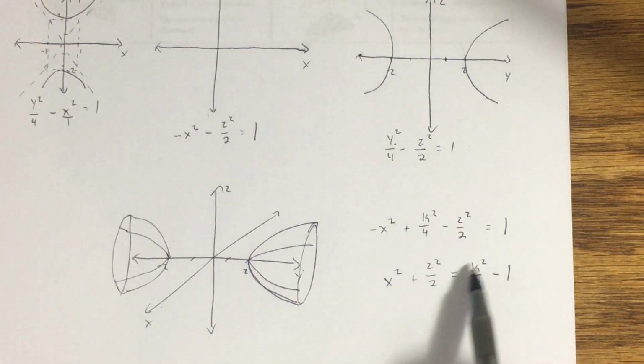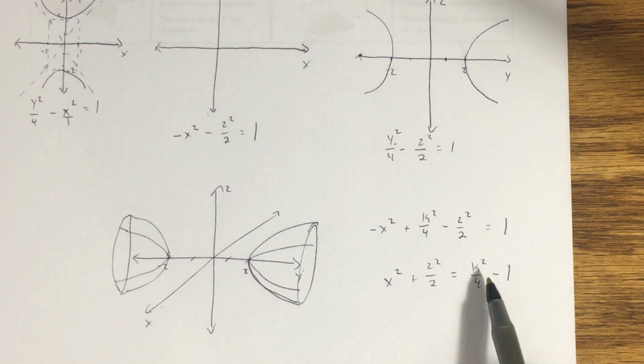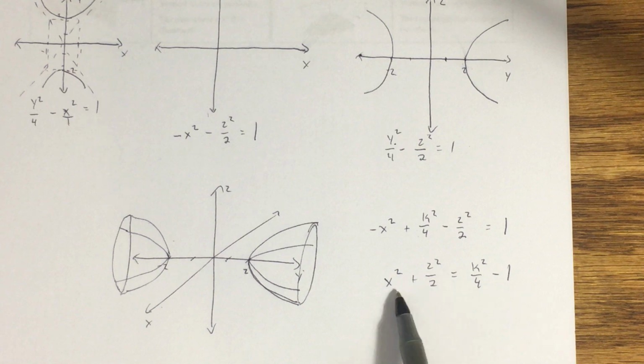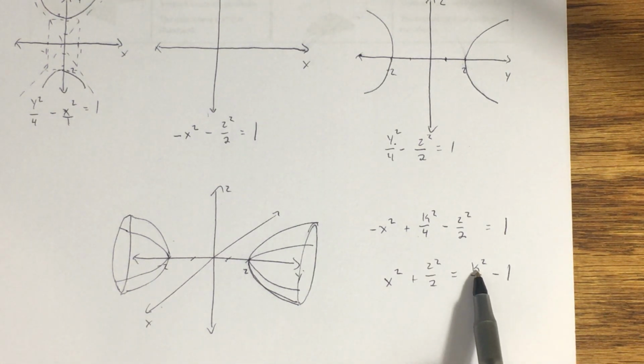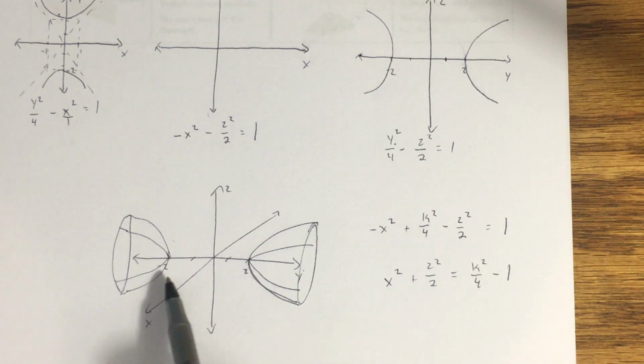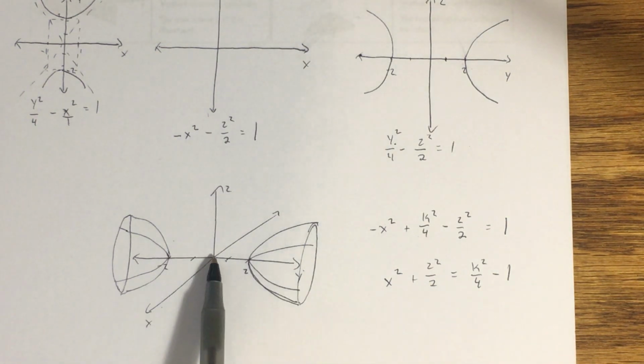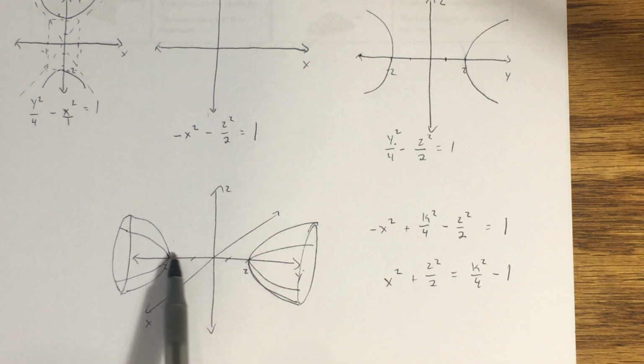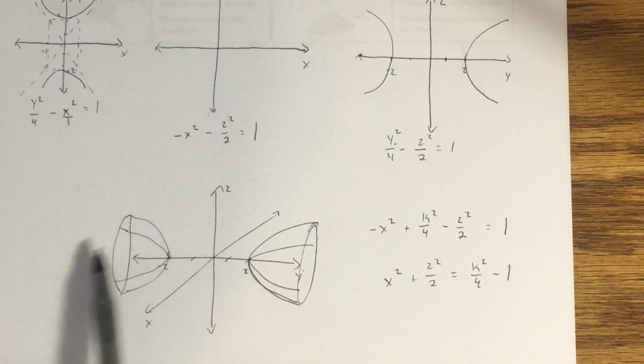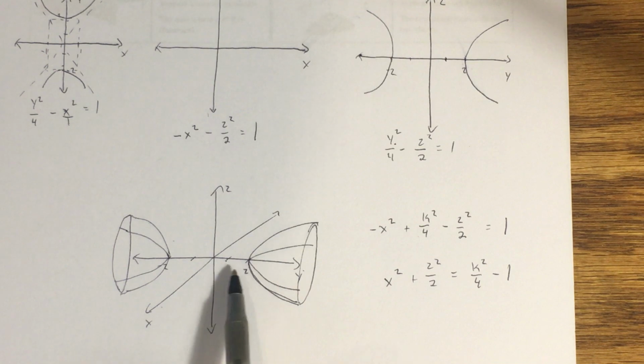Okay? In order for this equation to have any solutions at all, we see that this side needs to be greater than or equal to 0, because that's definitely true of this side. But that won't happen until k is either greater than 2 or less than negative 2. And that's why, again, not only do we not have any part of this surface passing through the xz plane, we have all this additional space along any trace parallel to the xz plane where y is between negative 2 and positive 2.